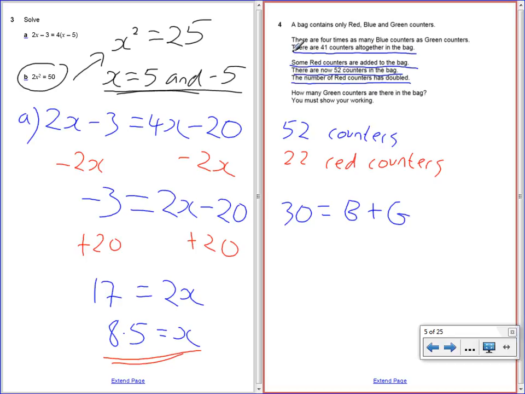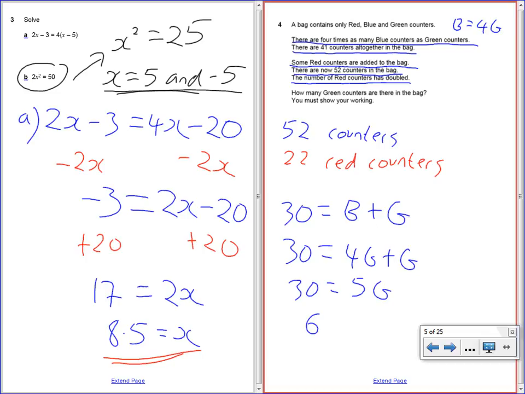There are 4 times as many blue counters as green counters. So the thing we're trying to find is green, so I'll leave that as G. And there are 4 times as many blue, so that means blue equals 4G. 4 lots of G is the same as blue. So 30 equals 4G plus G. So 30 equals 5G.